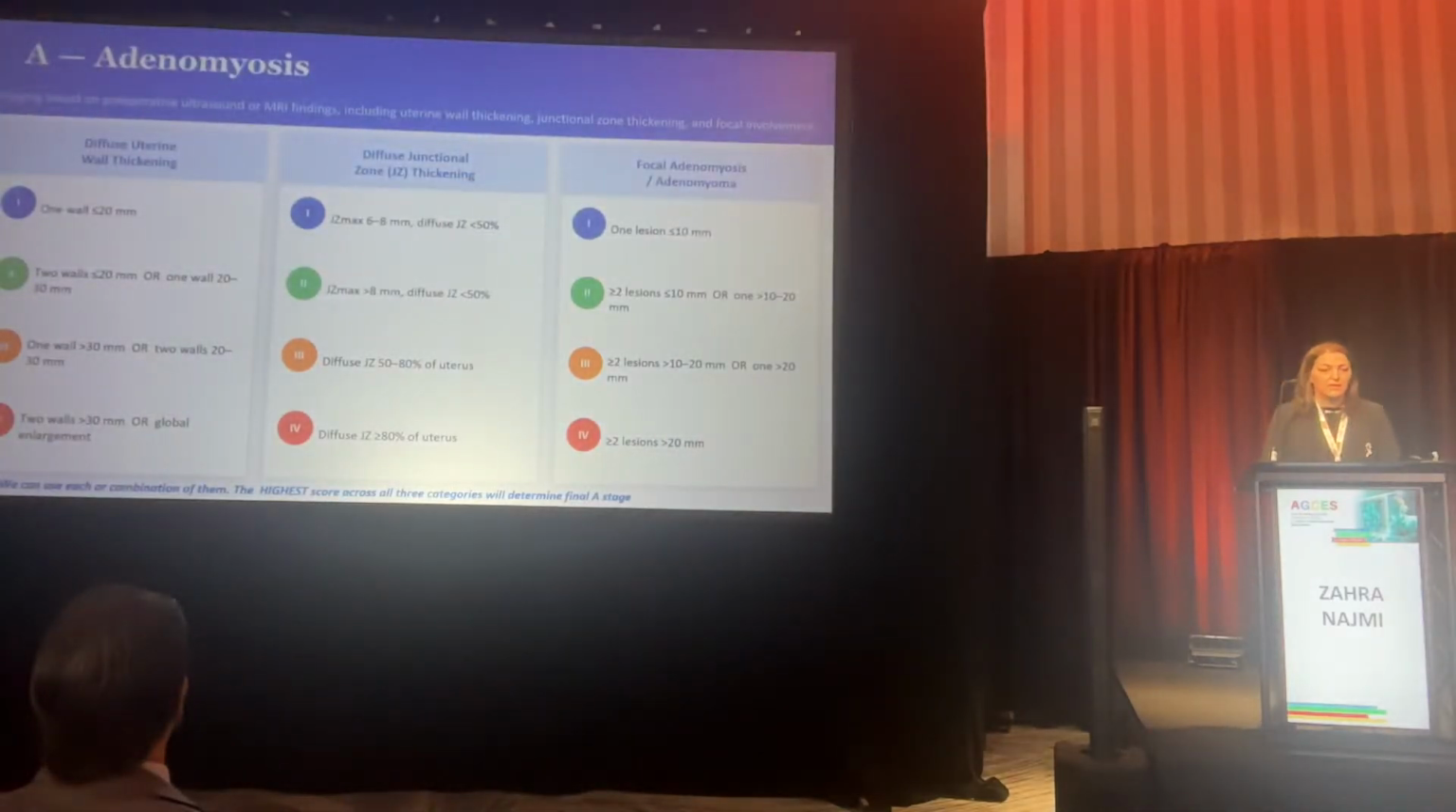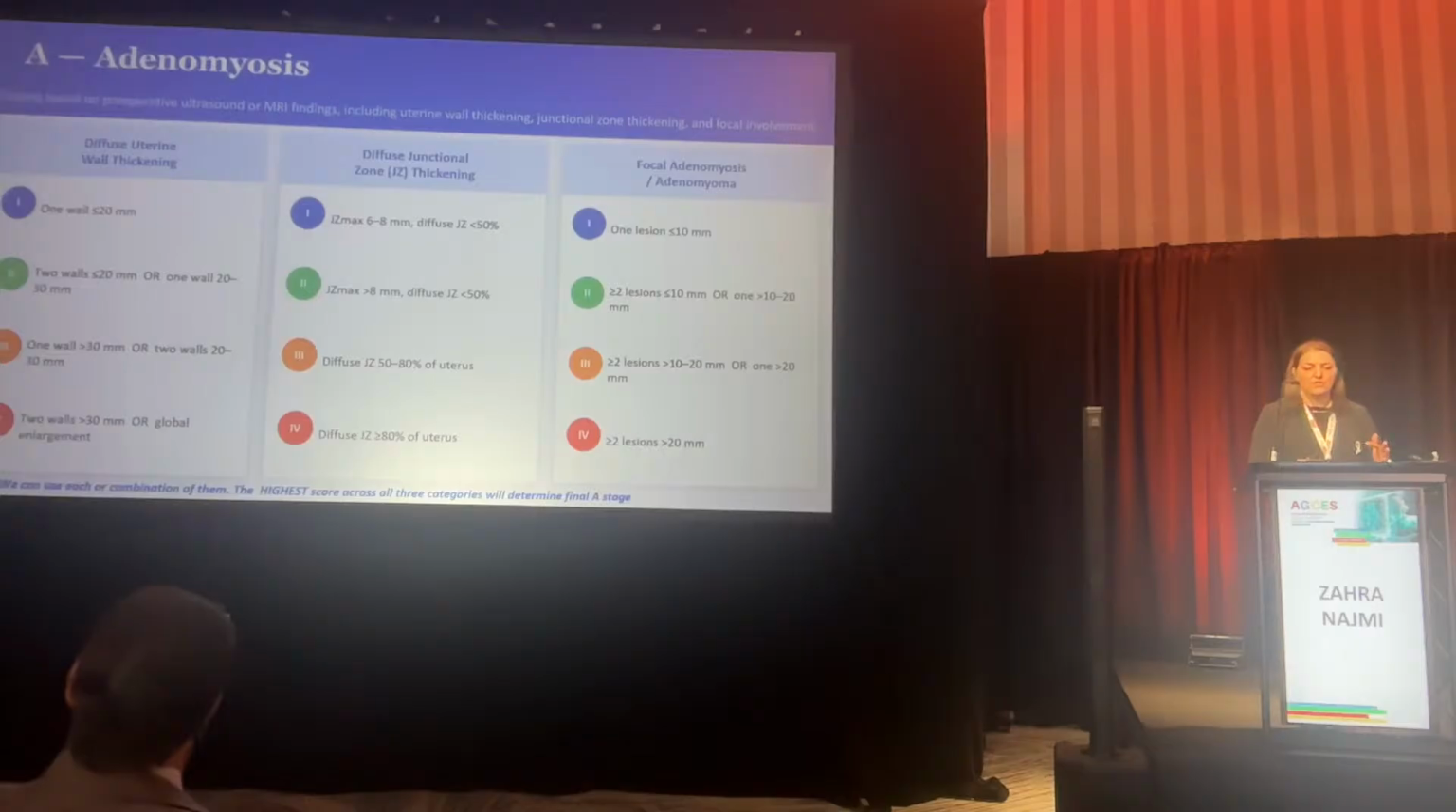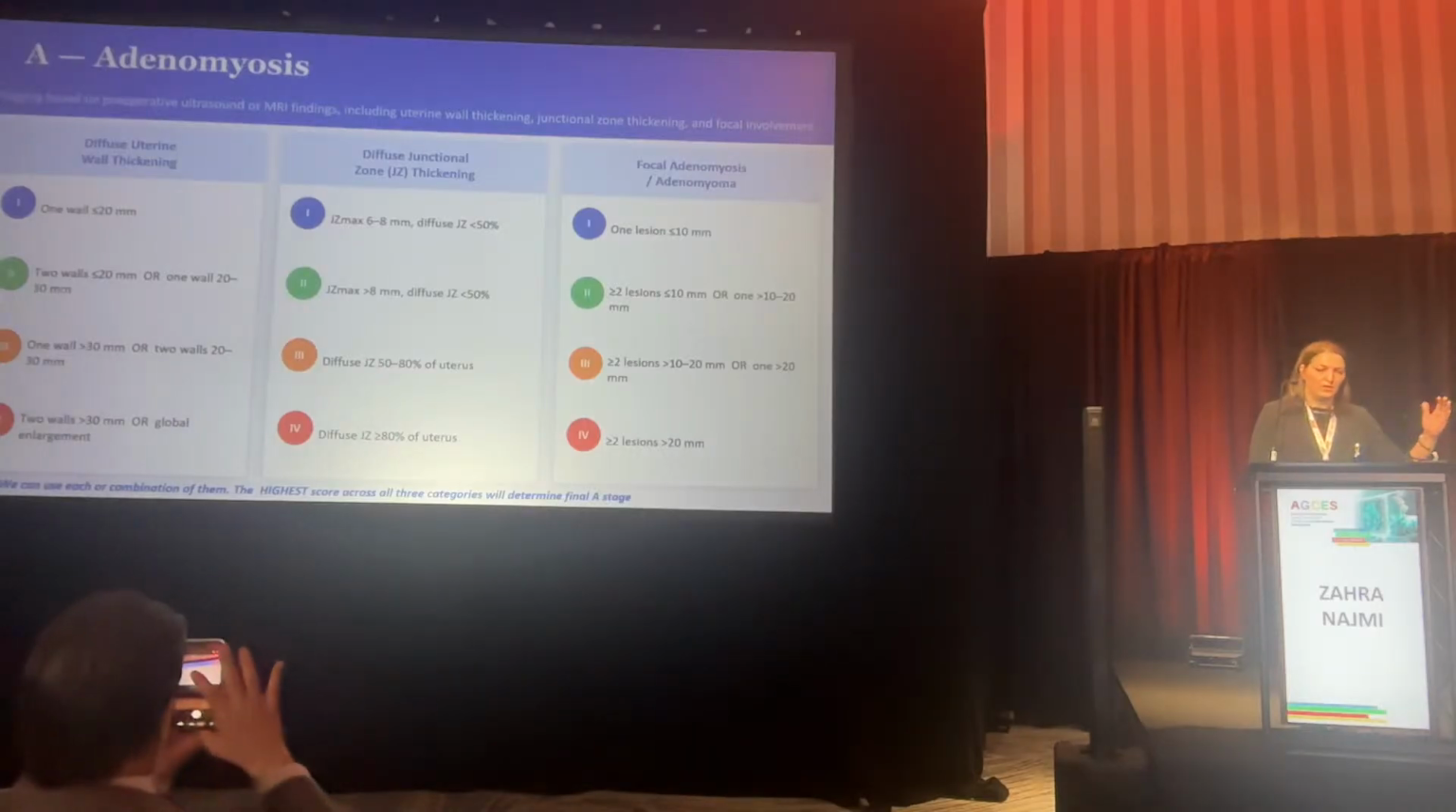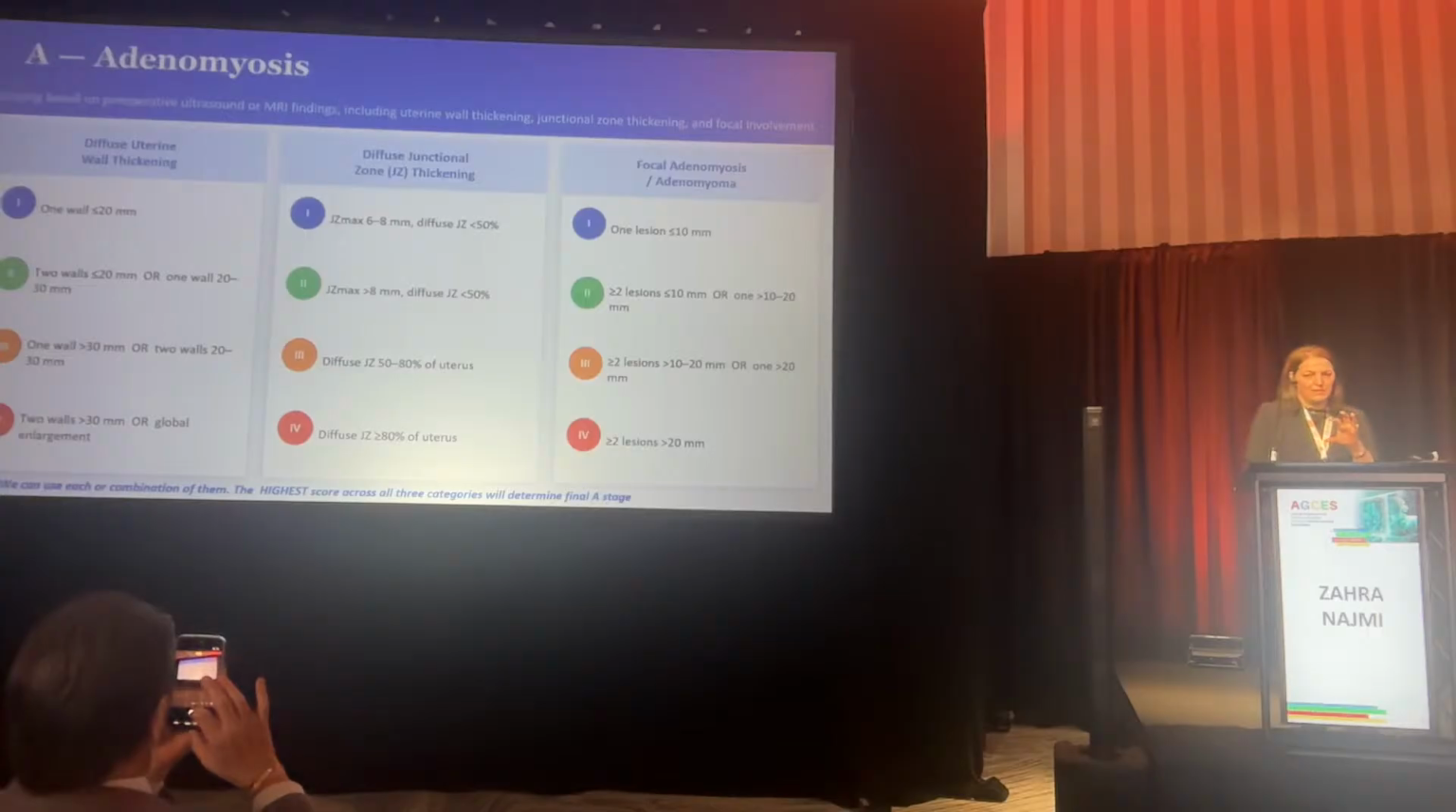In more detail, adenomyosis can be staged by preoperative ultrasound or MRI findings, including data about uterine wall thickness, junctional zone thickening, or focal involvement. We can use each of them or a combination of them, and the highest score across all of them would be the final staging of the A, or adenomyosis, component. It's a little bit detailed.